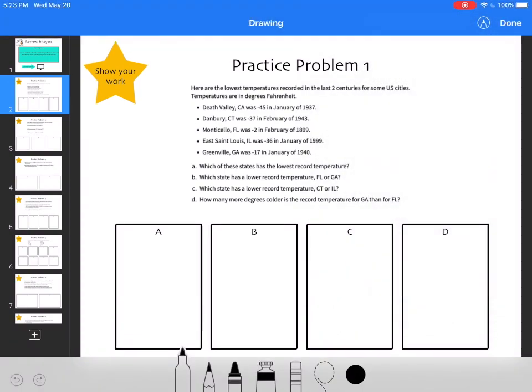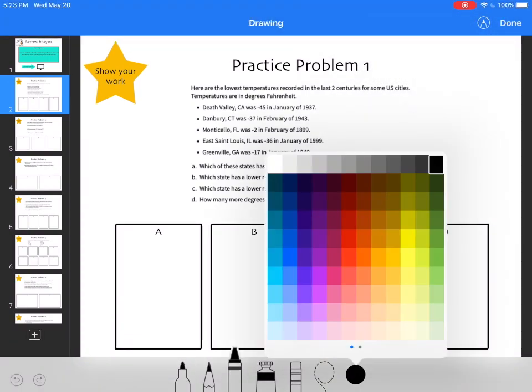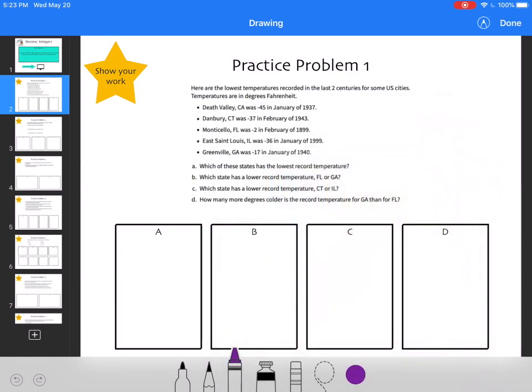So the lowest recorded temperature is going to be the one furthest from 0 on the negative side. So the number that's going to be furthest from 0 is going to be -45. So Death Valley.